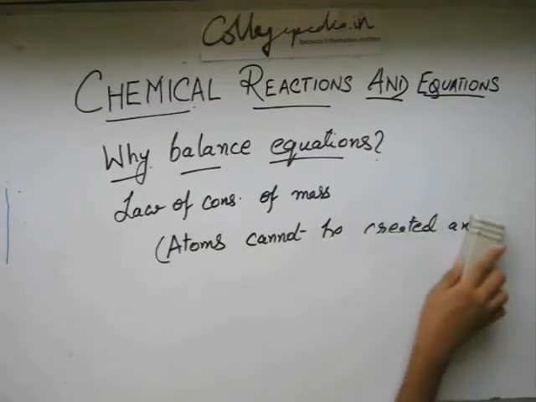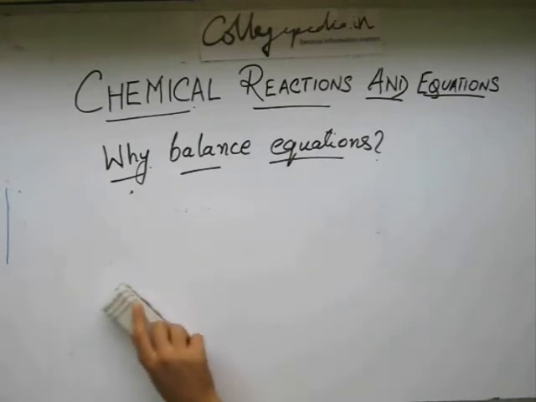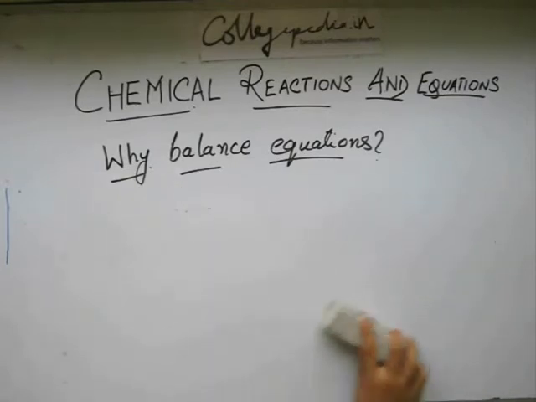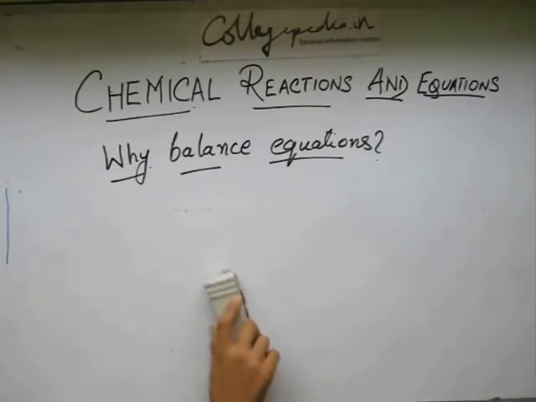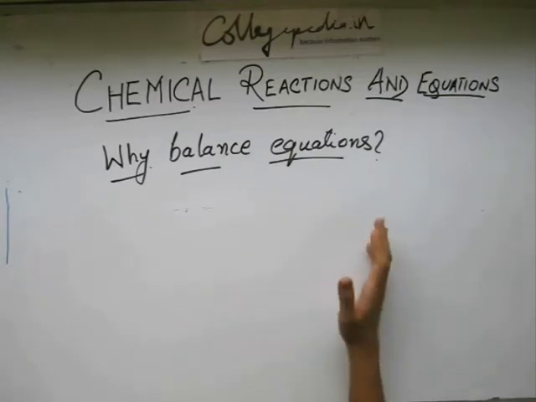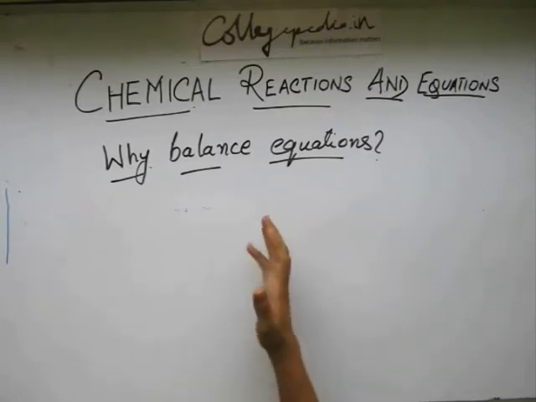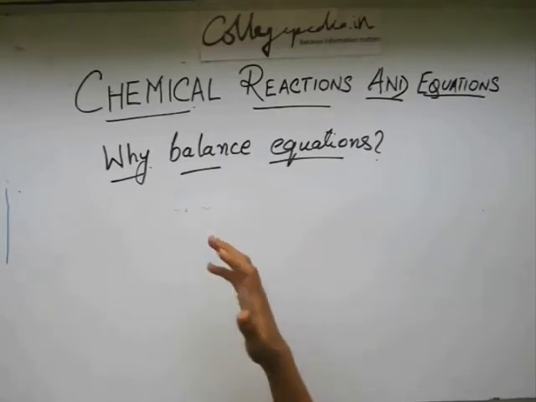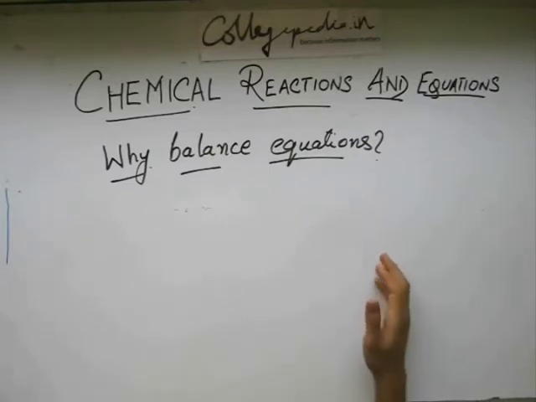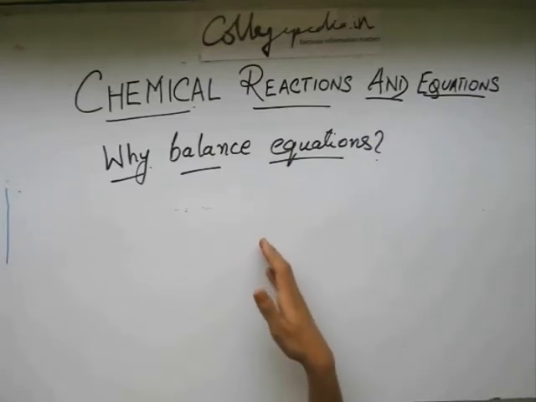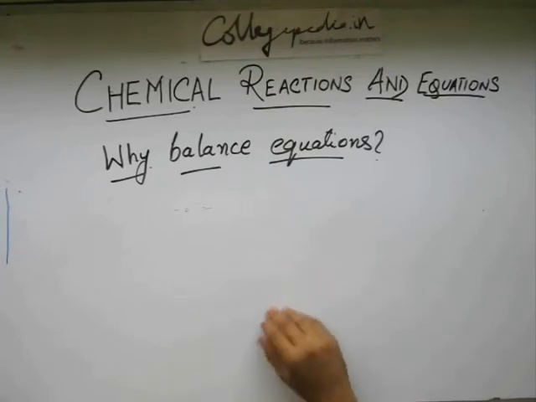So if you are asked why you need to balance the equations, you have to say that since atoms can neither be created nor be destroyed, you need to have an equal number of atoms on both sides, in the reactants as well as the products. So you need to balance the equations in order to make the number of atoms of each element equal on both sides.